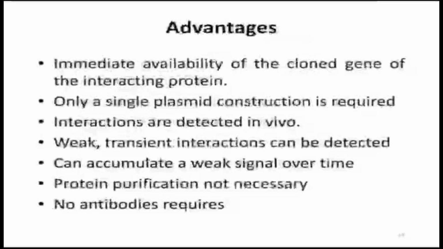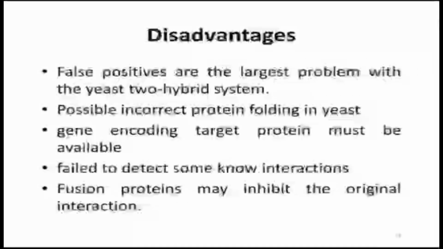And advantages. Immediate availability of a cloned gene of the interacting protein. Only single plasmid construction is required. Interactions are detected in vivo. Weak transient interactions can also be detected. Protein purification is not necessary and no antibodies are required. It can accumulate a weak signal over time.